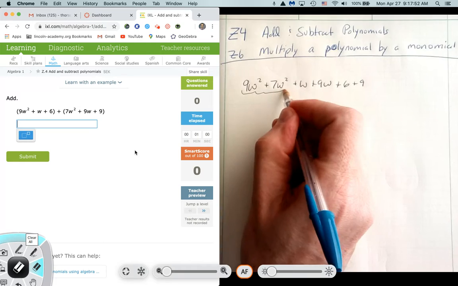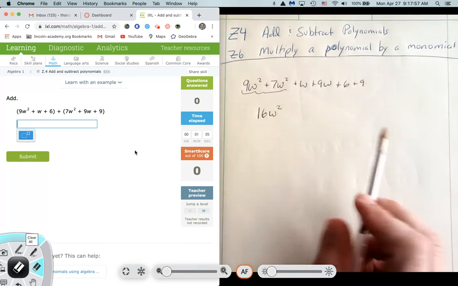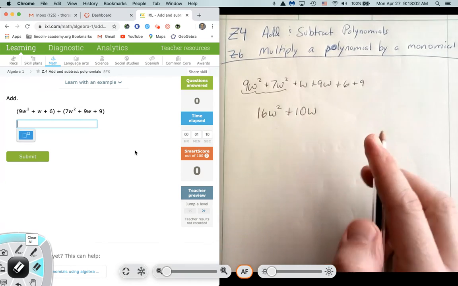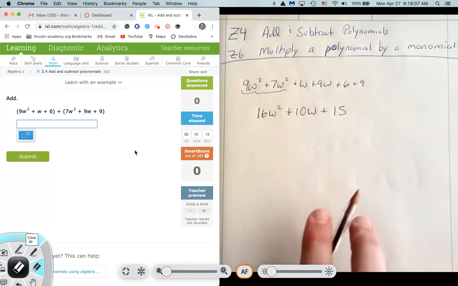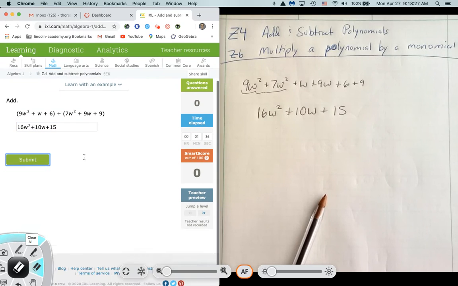So I've grouped the two w squared terms, and I get 16w squared. I group the two w terms, I get 10w. And I grouped the two non-variable terms, and I get 15. And so I come over here and I type in that. And this is probably the hardest part, I think, of this lesson, is just typing in the expression, because it takes a little while to hit all these keystrokes. Plus 15, and you hit submit.